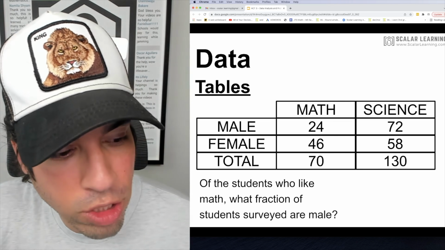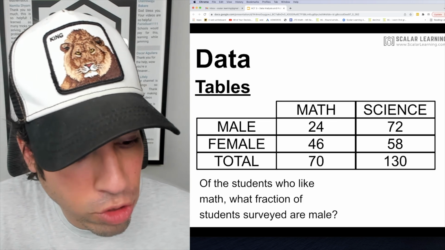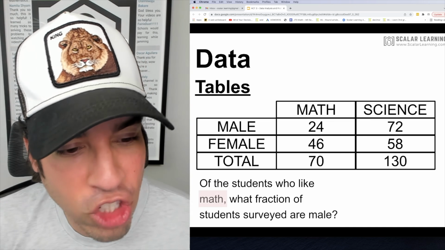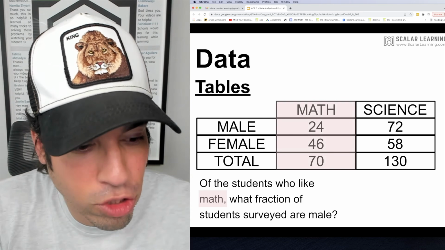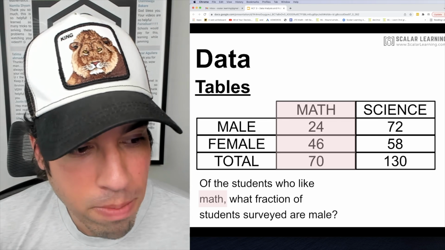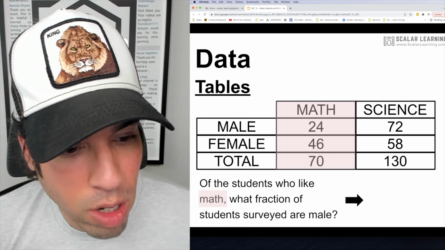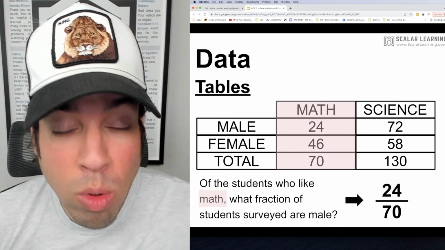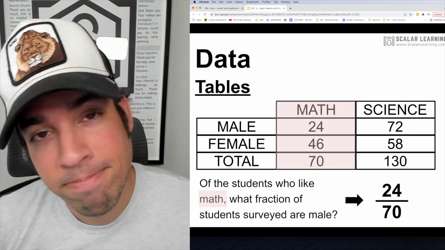Of the students who like math, what fraction of students surveyed are male? So when they're talking about math, now we're limiting to just this column, right? Of the students who like math, what fraction are male? So we take the male value of 24 in the math section out of the total of the math section, which is 70. Boom, done.